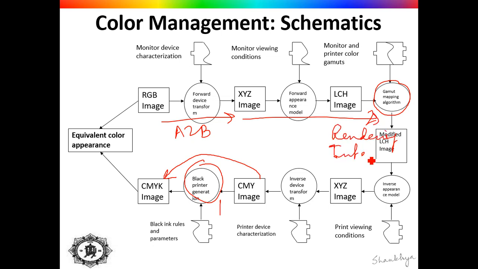After rendering intent is done, that particular image is converted back to its XYZ or device independent color space using what? B2A transformation of, no, actually CMYK image, CMY image, XYZ থেকে CMY image. This, how is this done? This is done using the B2A LUT of your output profile.